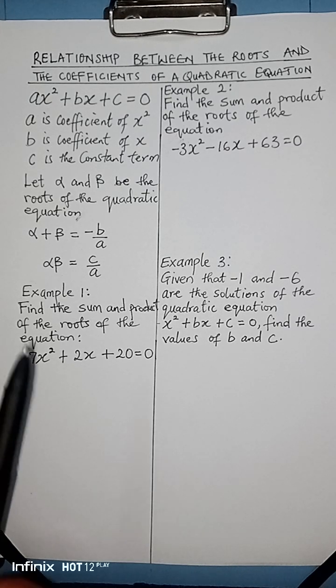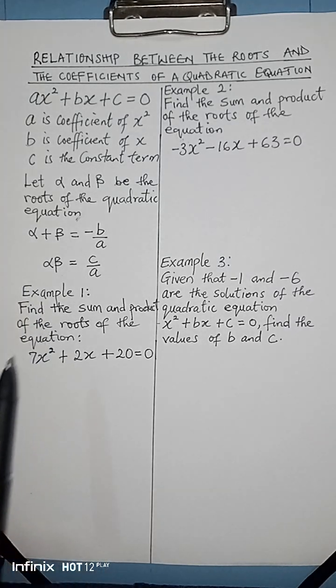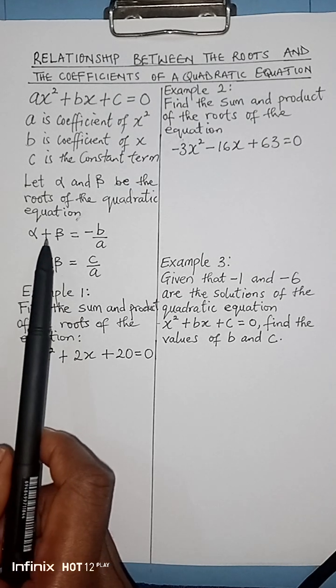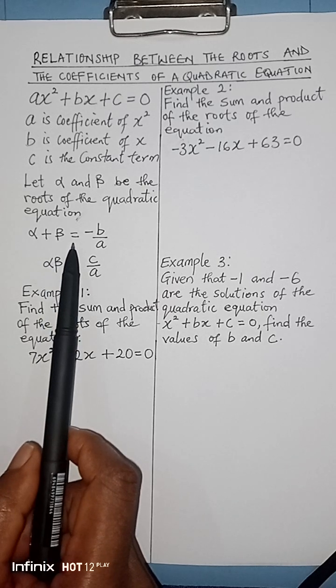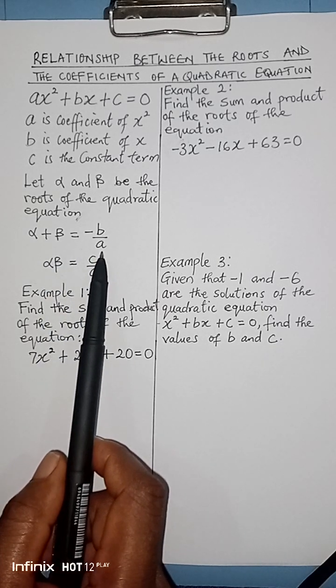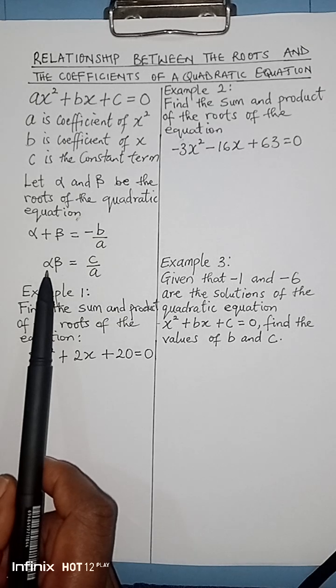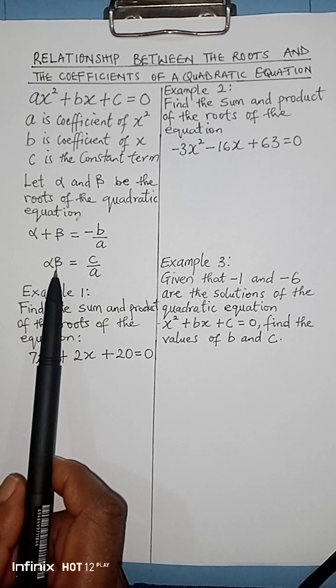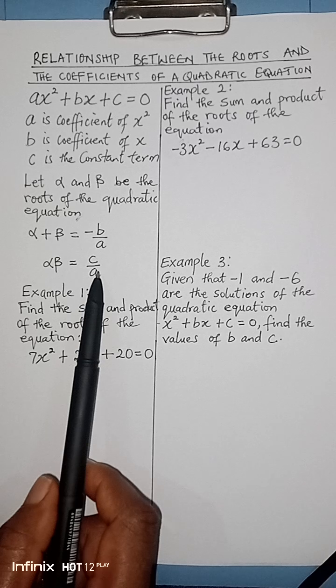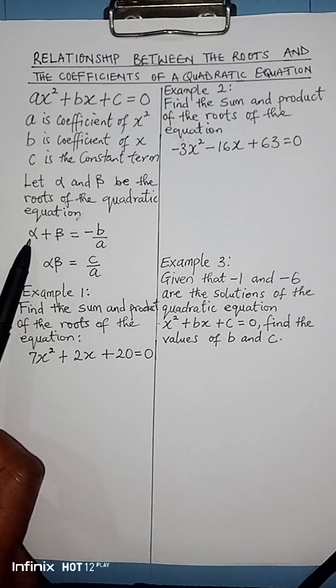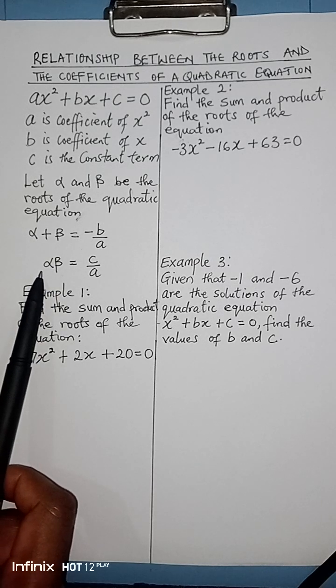So I want you to please always remember these formulas when you are solving questions involving the roots and coefficients of a quadratic equation. Alpha plus beta is equal to minus b over a. Then the second formula, alpha beta, is equal to c over a. So the first one is the sum, or the addition, and the second one is the product, or the multiplication.